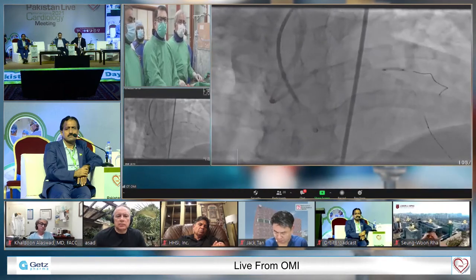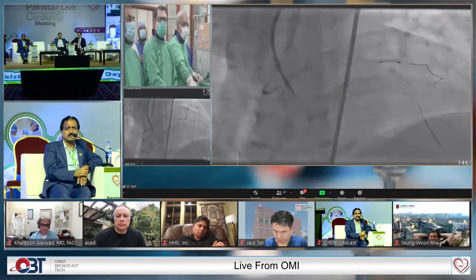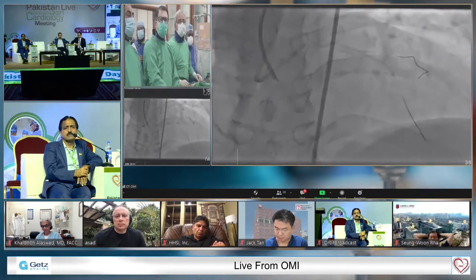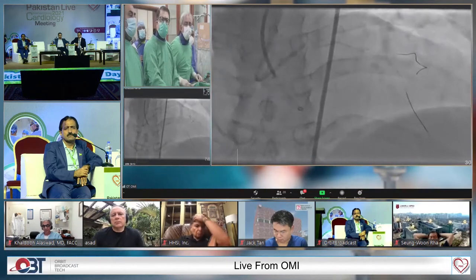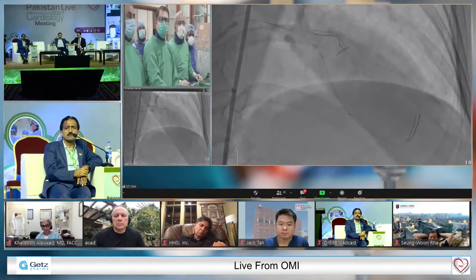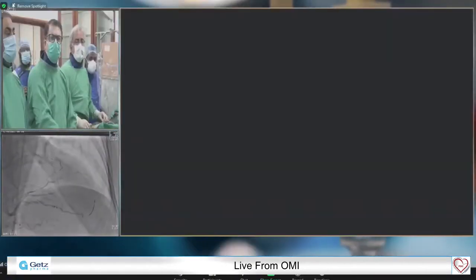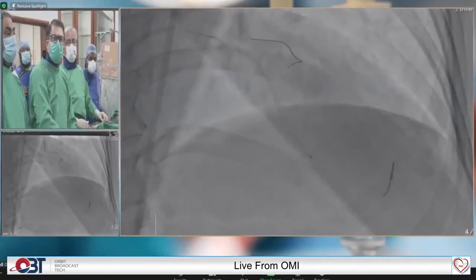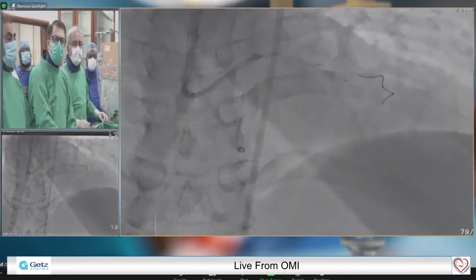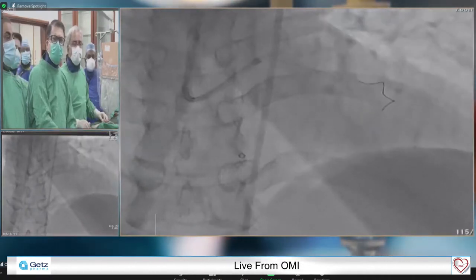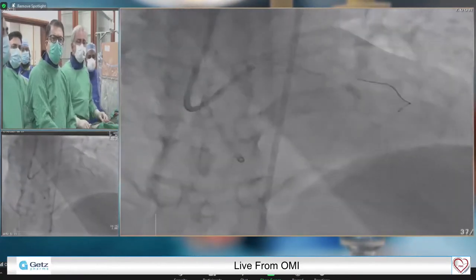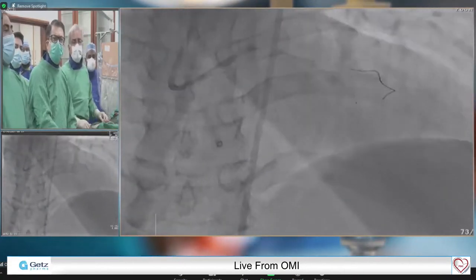Now what we've done is we've got a balloon in the side branch and we're anchoring it. Next, please. And you can see that the guider... the micro goes down quite well. Next, please. And then we just test the micro. Next, please. So we're going to take the micro out. We're going to trap it in the guider. We pull it back. We inflate a balloon close to the ostium so that the wire gets trapped.